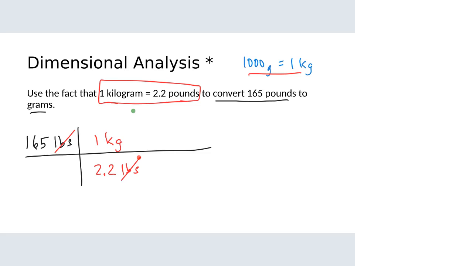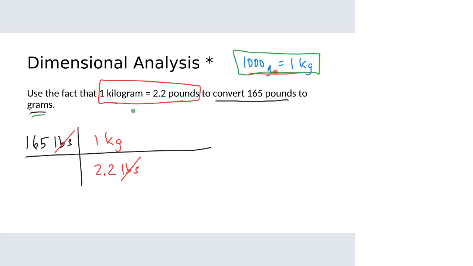If I was asked to convert those to kilograms, I'd be done with the unit fractions. Now I'd just do the multiplying part and finish it up. But I wasn't. I was told to convert to grams, so I have to keep going. Right now I have kilograms and I want it to be grams. So I need to find something that will help me turn kilograms into grams, and that's this relationship right here.